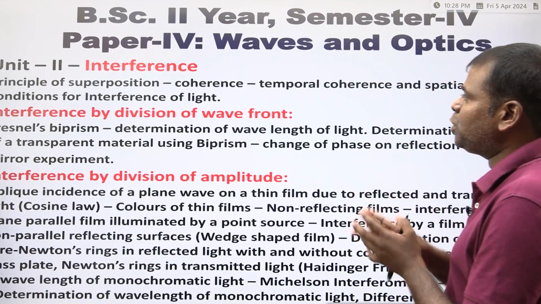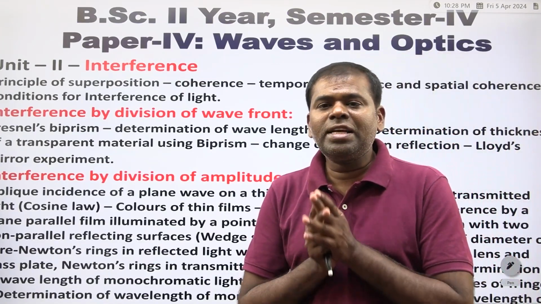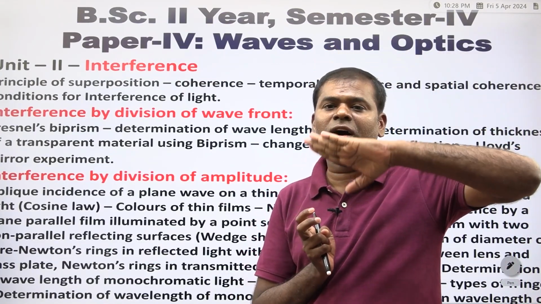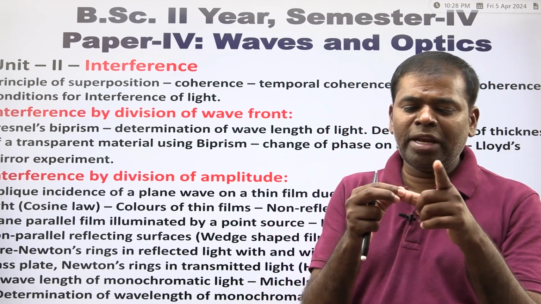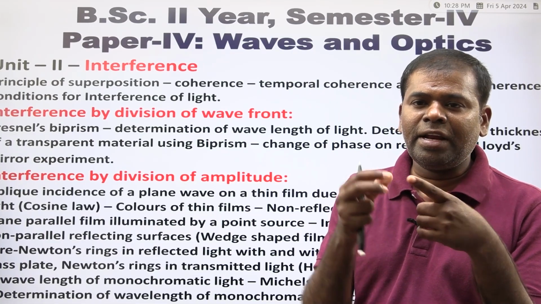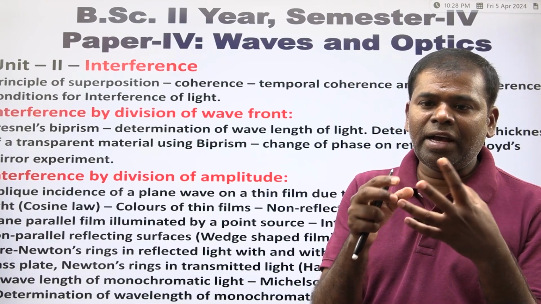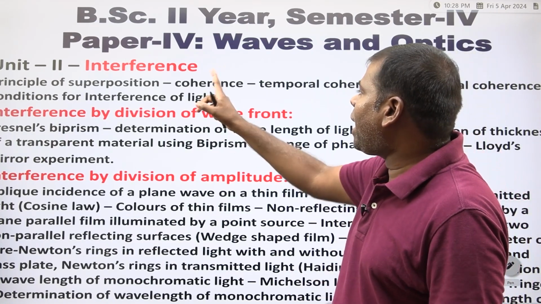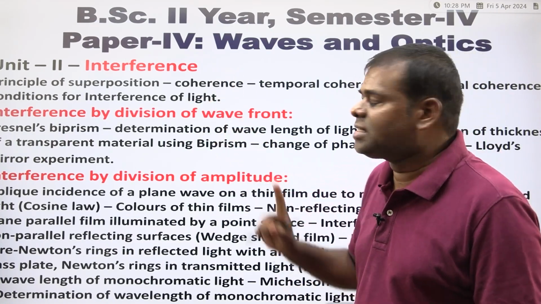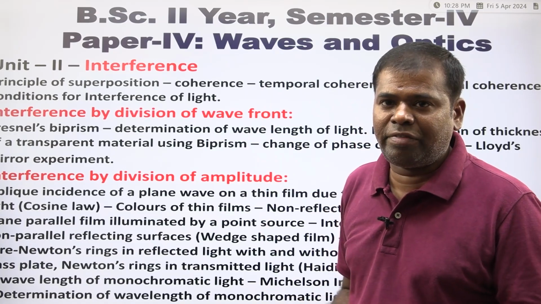Now I am coming to the second unit. So what is the second unit? This unit starts with optics, right? In optics, 3 phenomena are there. One is interference, the second one is diffraction, and the third one is polarization. Clear? So now I am looking at interference. The second unit belongs to interference.